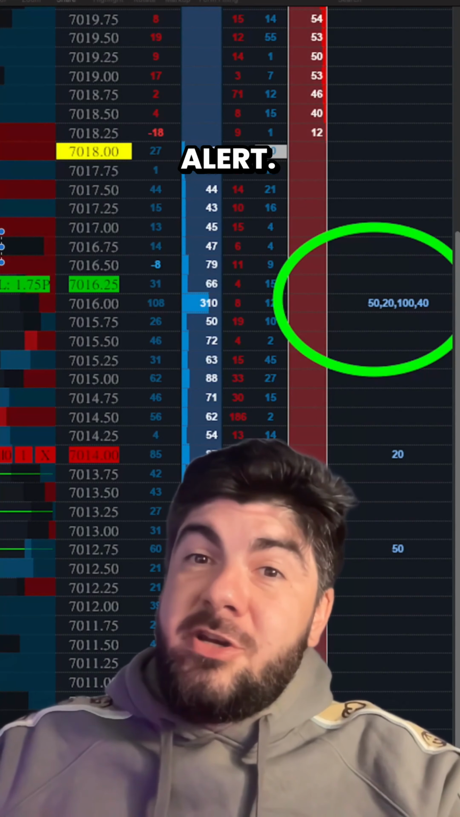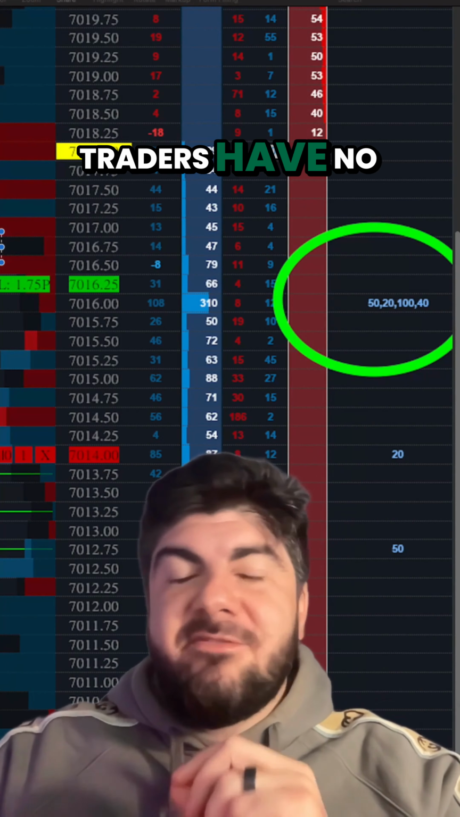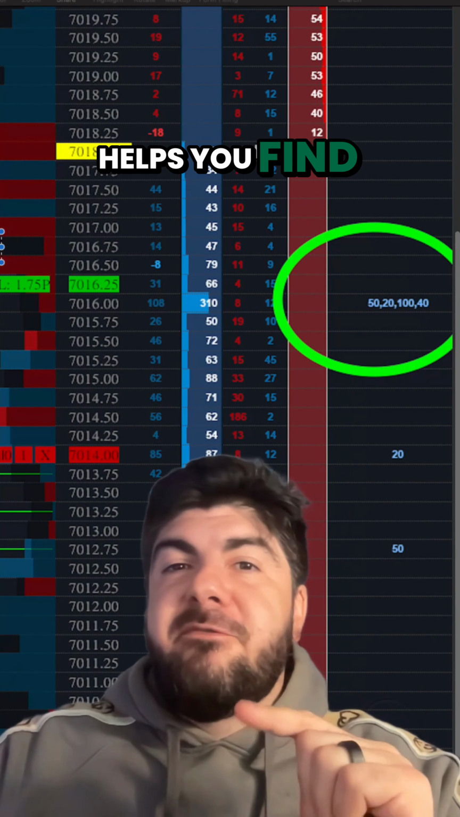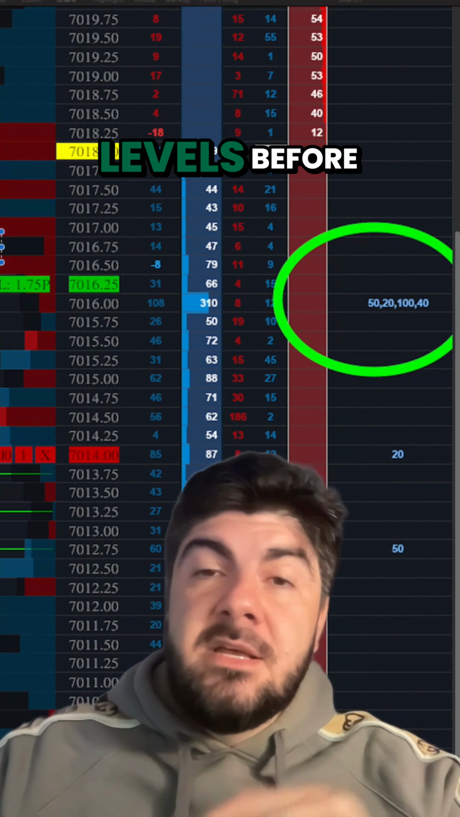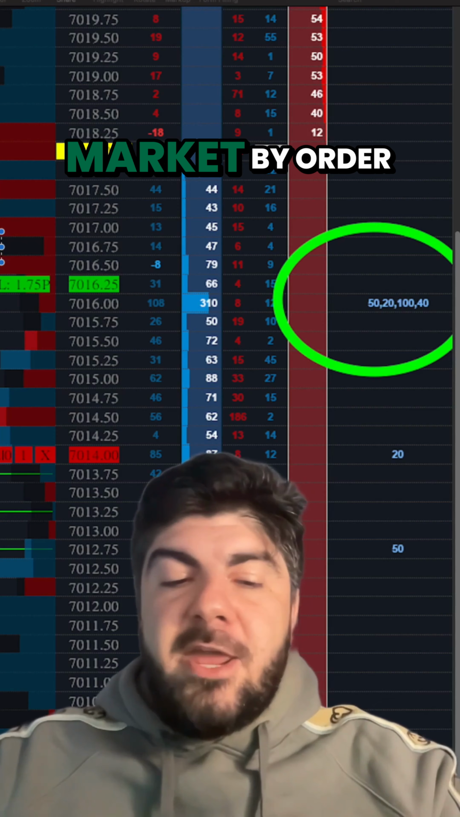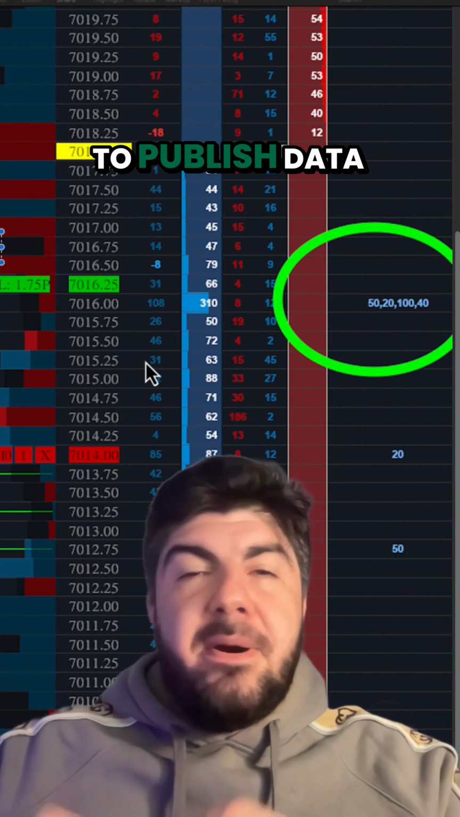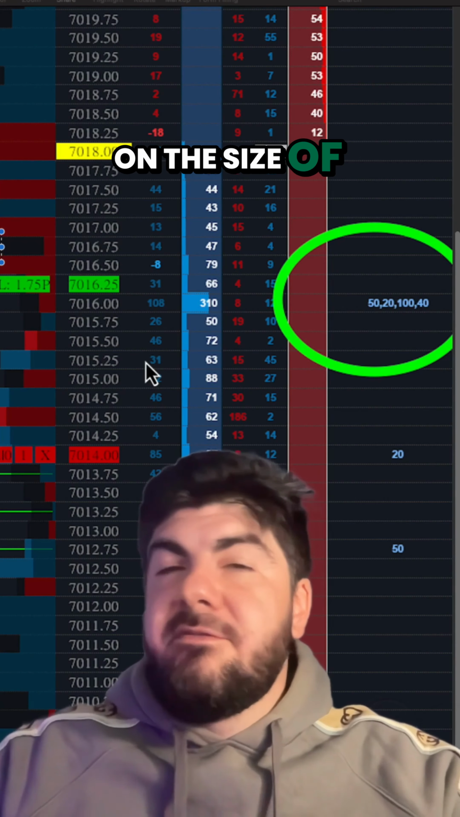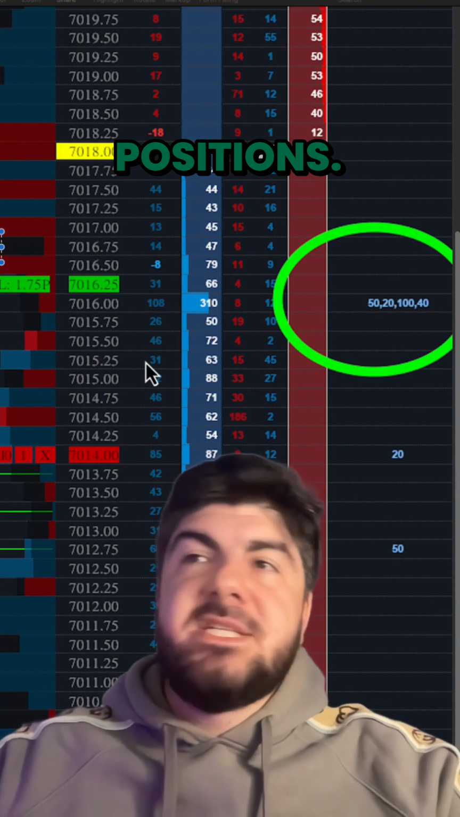Secret sauce alert. I'm going to show you a tool most traders have no idea about that helps you find future support and resistance levels before they happen. It's called market by order. The CME started to publish data on the size of the orders based on individual positions.